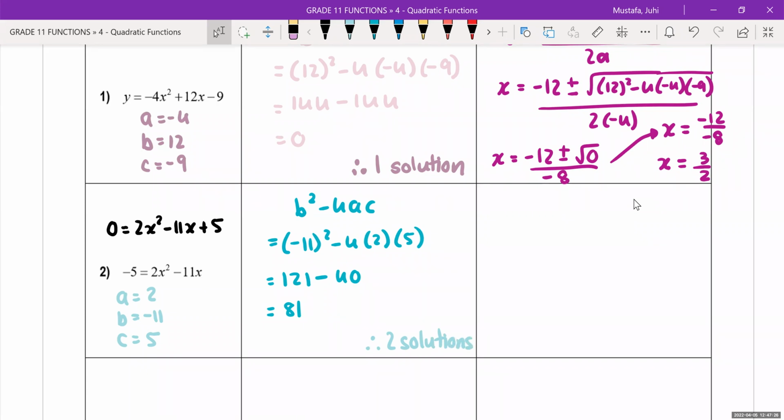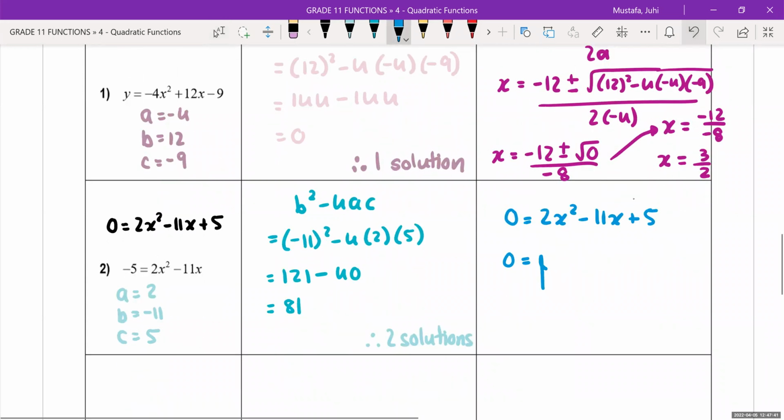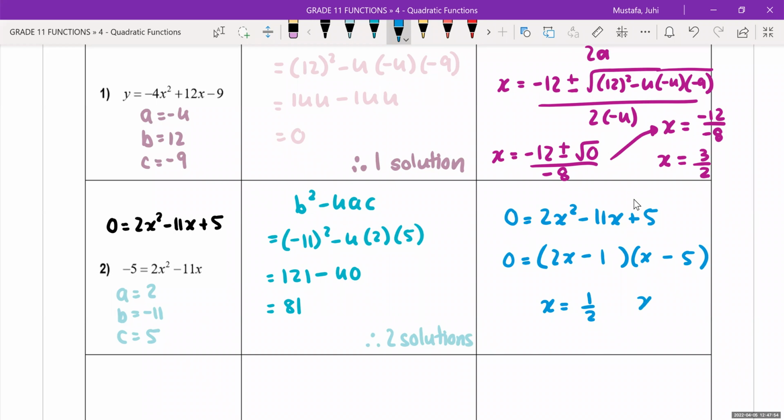You could actually factor this and figure out the solutions. So if we were to factor 2x squared minus 11x plus 5, could we have factored the other one? We could have actually factored the other one as well, but we just wanted some practice using the quadratic formula. So 2x and x and a 5 and a 1, negative and negative. So your 2 values for x are going to be x is equal to a half and x is equal to 5.